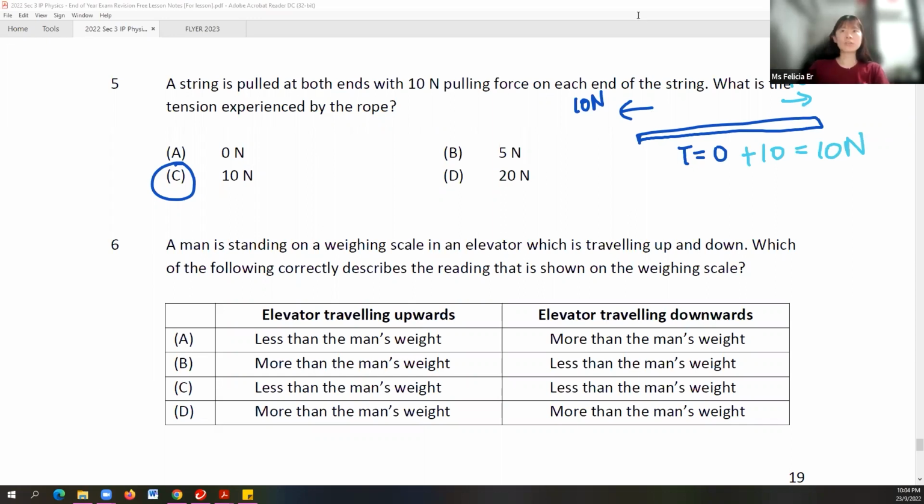For the rest of the questions, I will encourage you to complete them, and take it as extra practice for your physics exam. Then you can refer to the answer key, and for anything you're unsure of, just feel free to contact me.